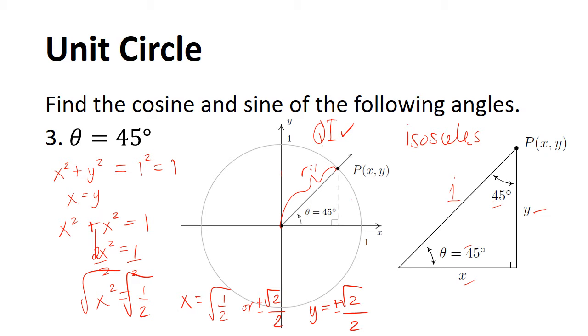Right? At quadrant 1, ang x and y ay laging positive. Therefore, positive lang yung kukunin natin, at i-disregard natin yung negative square root of 2 over 2. At dahil nakuha na natin yung x and y, makukuha na natin yung cosine ng 45, which is just equal to the x coordinate, square root of 2 over 2, and the sine is also just equal to y, which is square root of 2 all over 2. So, ganun lang po siya kadali.